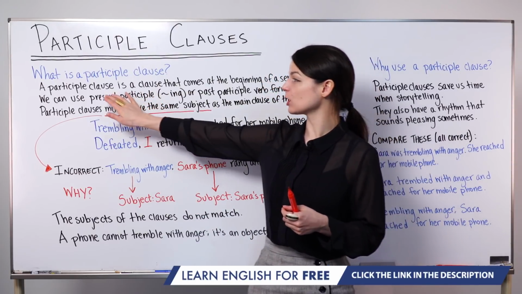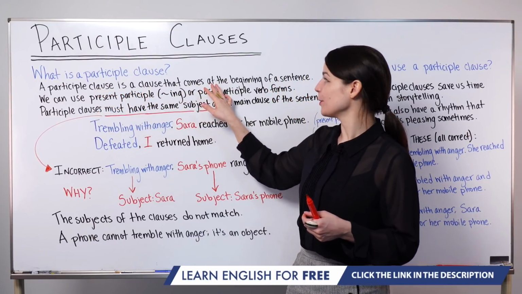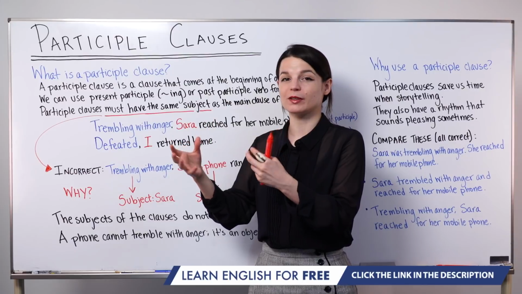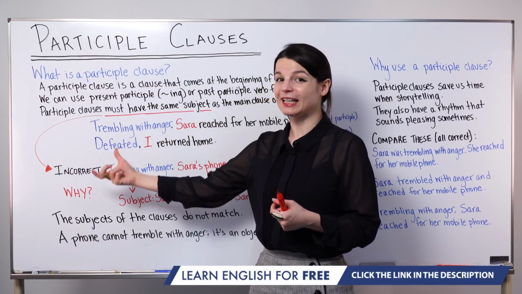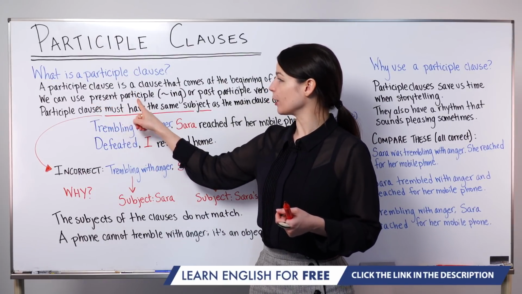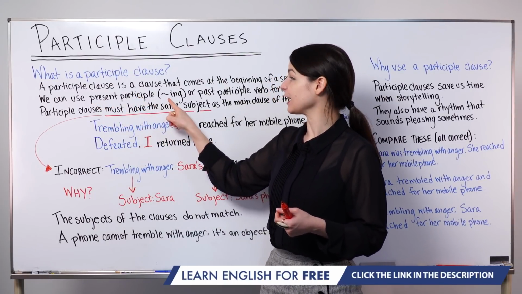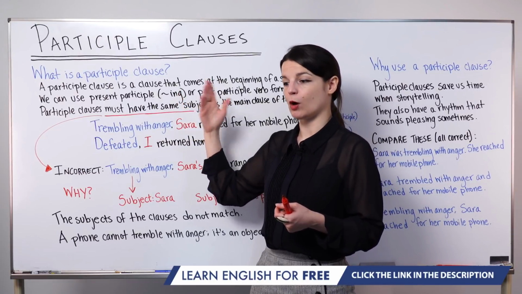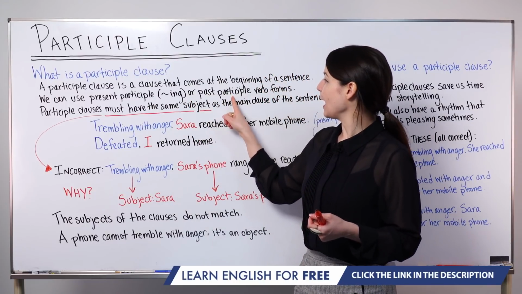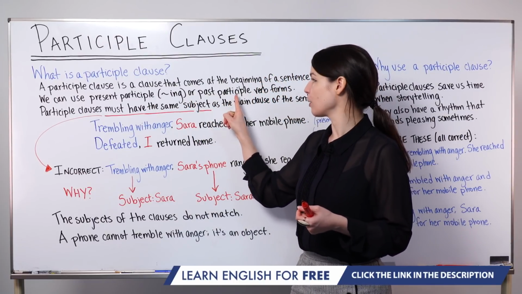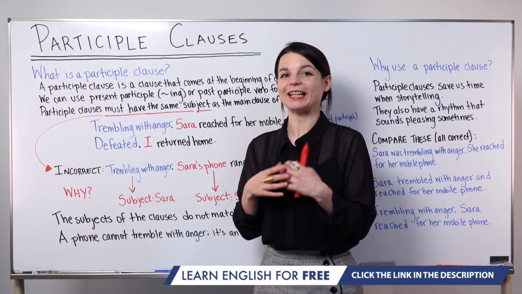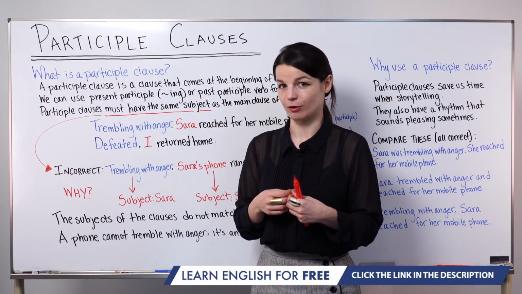So, a participle clause is a clause that comes at the beginning of a sentence. These are short groups of words, small groups of words that come at the beginning of our main point, our main clause. We can use present participle. Present participle is the ing form of a verb, like walking, talking, singing, dancing, and so on. Or we can use past participle verb forms too. Past participle depends on the verb, but for example, gone or eaten. Those are past participle verb forms.